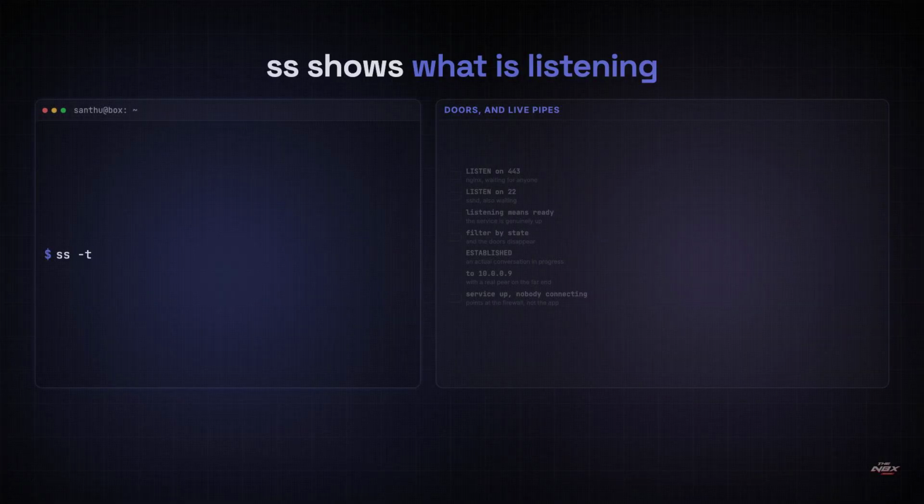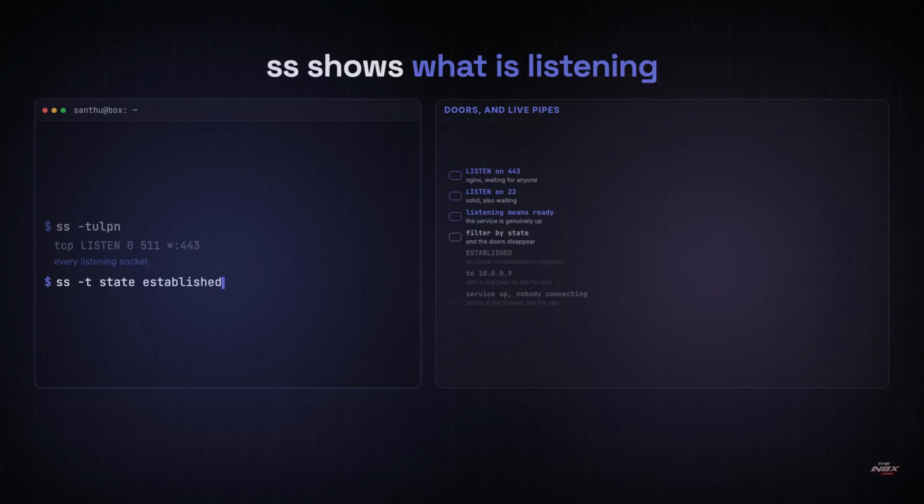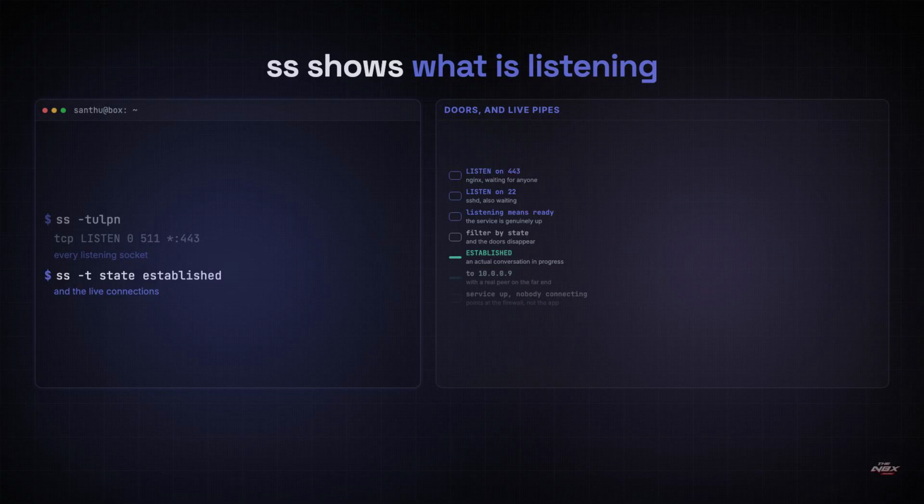ss is short for socket statistics, and ss shows you what this machine is currently prepared to talk to and to whom. Port 443 is Nginx listening. Port 22 is SSH listening. Listening means the service is genuinely up and accepting connections. That's what you check first when a service won't answer. Now filter by state instead, and the listeners drop away, leaving an established connection, which is a conversation actually in progress with a real peer at the other end.